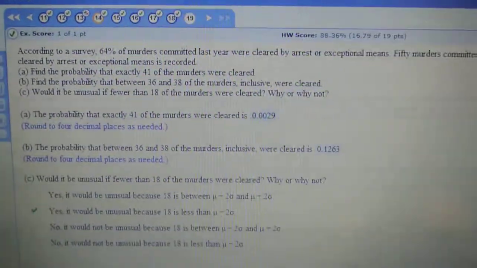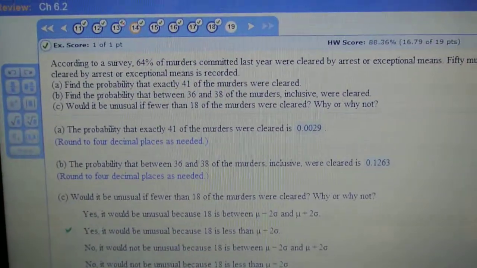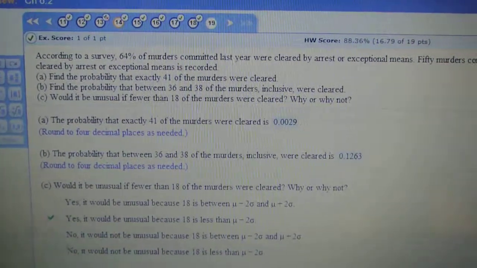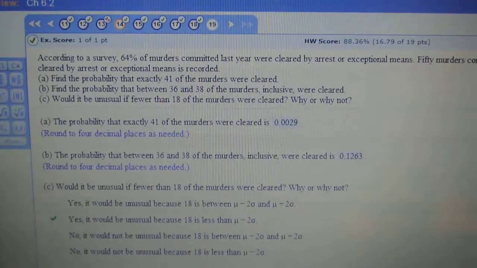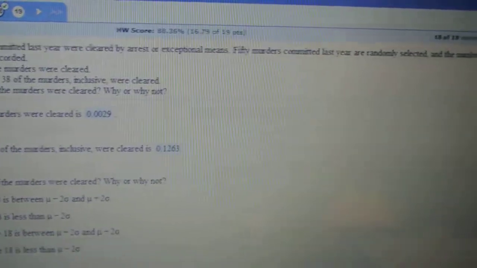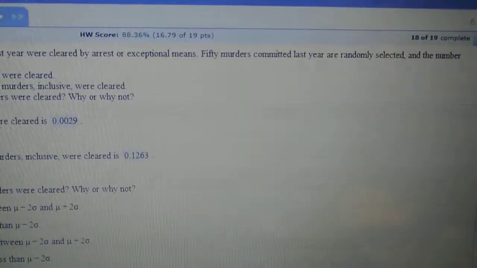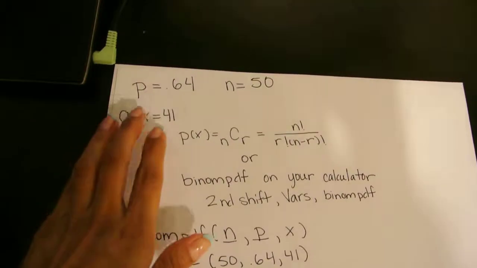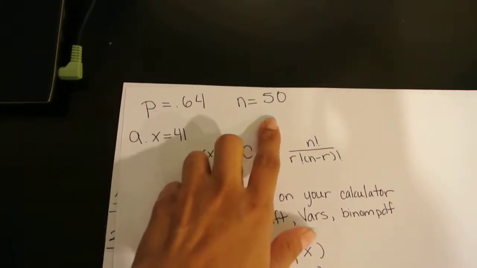Why or why not? Now, it is very important to take note of the fact that our 64% here is our probability, and we're going to turn that into a probability, which should be a decimal, and we're also going to take note that they are looking at 50 murders. And the 50 murders would be considered our sample space. So first thing you need to do to stay on track is to write those things down. Your probability is 0.64 and your n, your sample space, is 50.